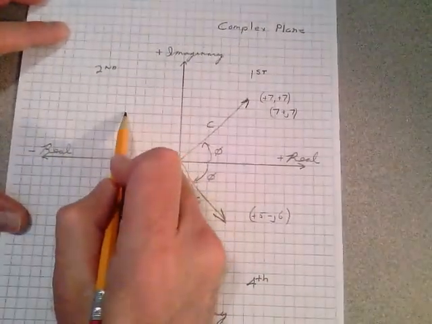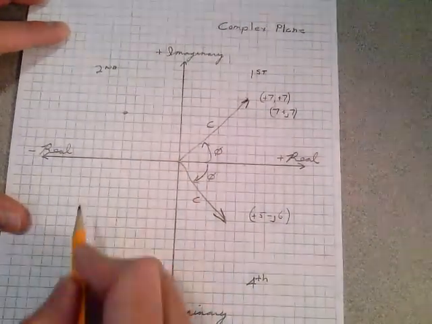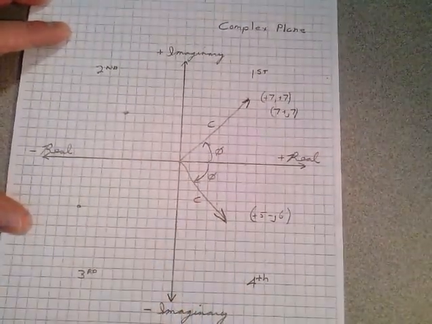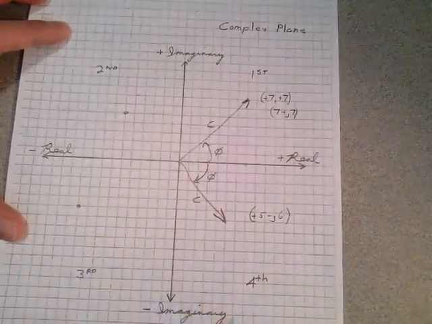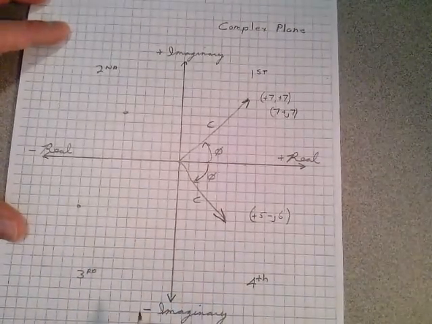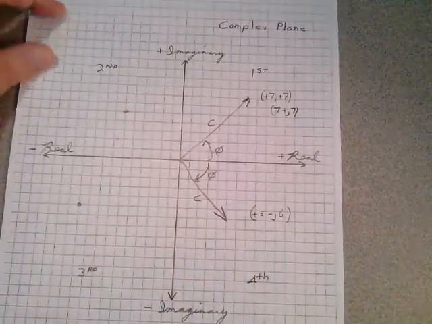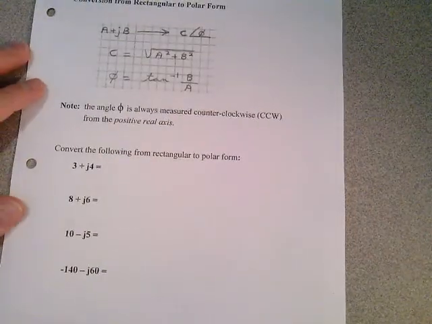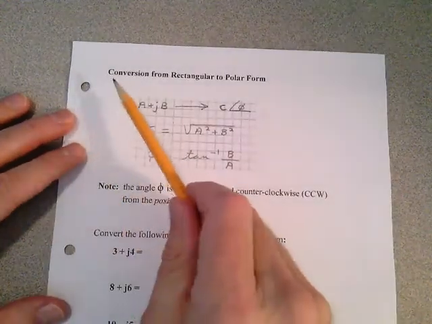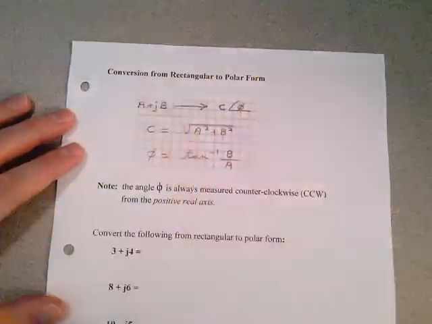And we could pick any point over here in the second quadrant, or any point over here in the third quadrant. We can do the same thing. Represent it in either rectangular form or polar form. Let's take a look on page 130, how you convert between rectangular and polar.